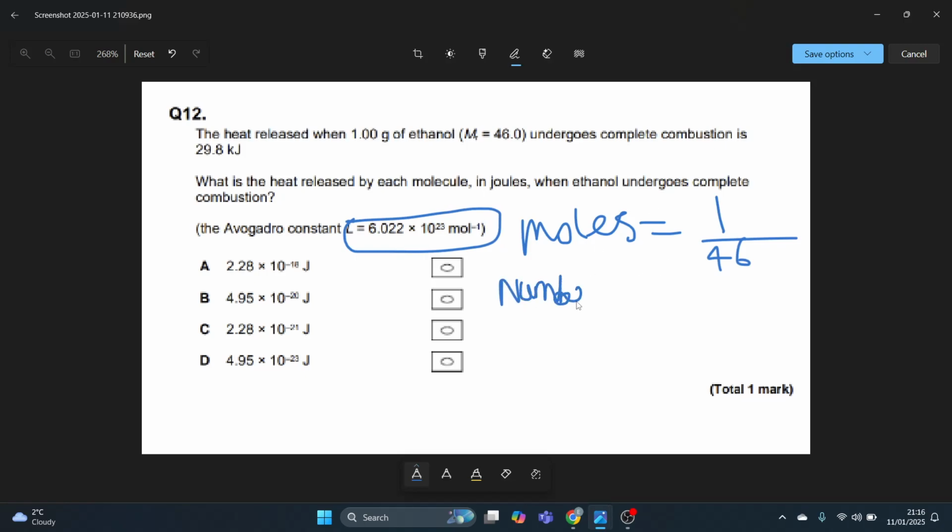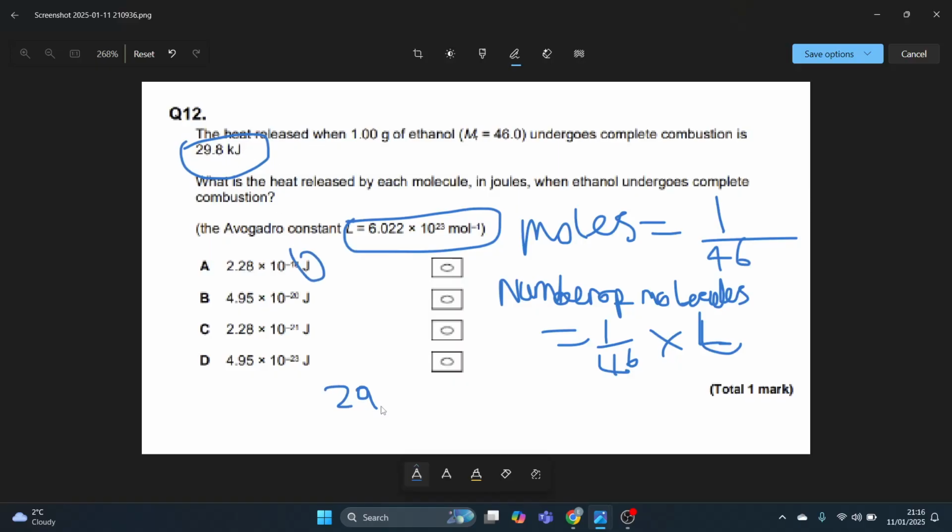That will help me get the number of molecules. What I have to do is 1 over 46 times L, Avogadro's constant. Then, because I want the heat released by each molecule, all I have to do is the heat release, 29.8 kilojoules, but I want it in joules, 29,800 joules, divided by the total number of molecules, 1 over 46 times 6.022 times 10 to the power 23.